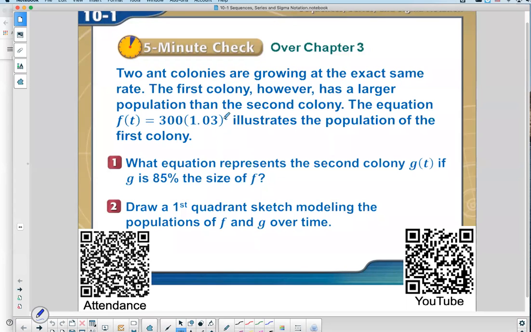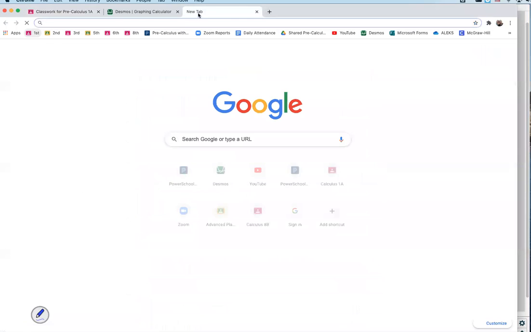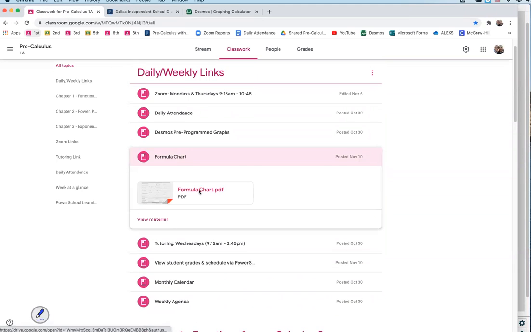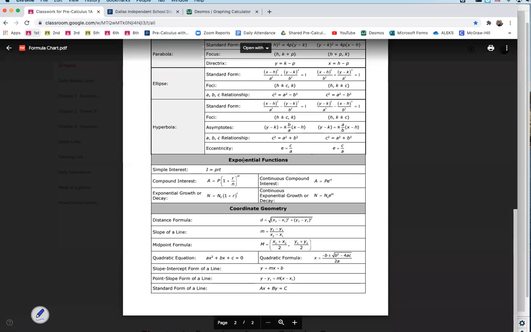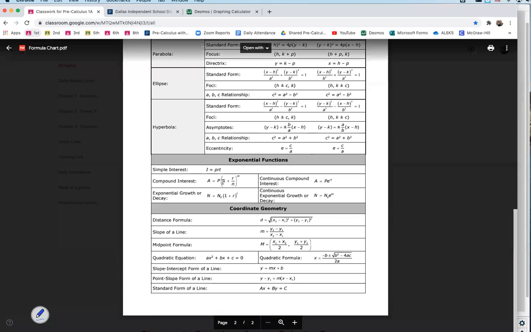And so we have to remember, what is the initial population? If you use the formula chart from Google Classroom, I'll go to the formula chart. For exponential, your initial is that P. That P stands for principal. The initial is the front amount, in front of the base raised to a power, or here the base is E raised to the power of RT. The P is the initial amount.